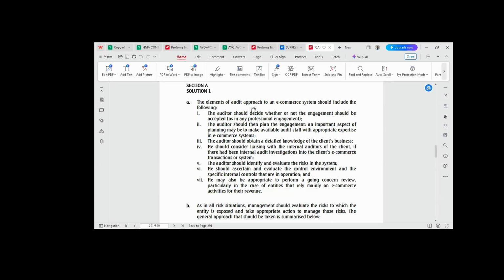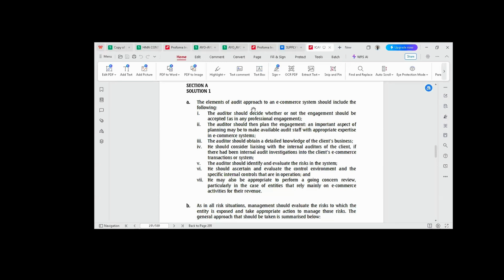The auditor should identify and evaluate the risk in the system. All right. You should ascertain and evaluate the control environment and specific internal controls that are in operations. Next one, it may also be appropriate to perform a going concern review, particularly in the case of entities that rely mainly on e-commerce activities for their revenue.